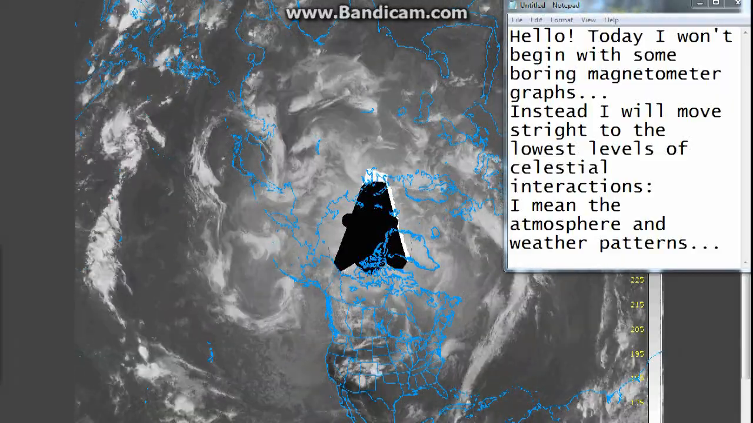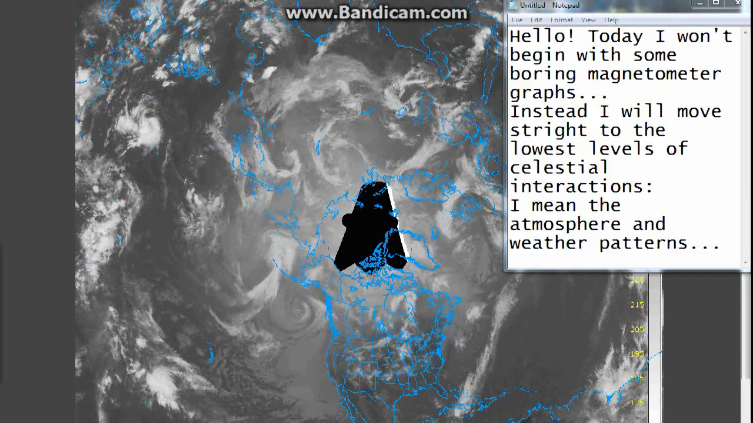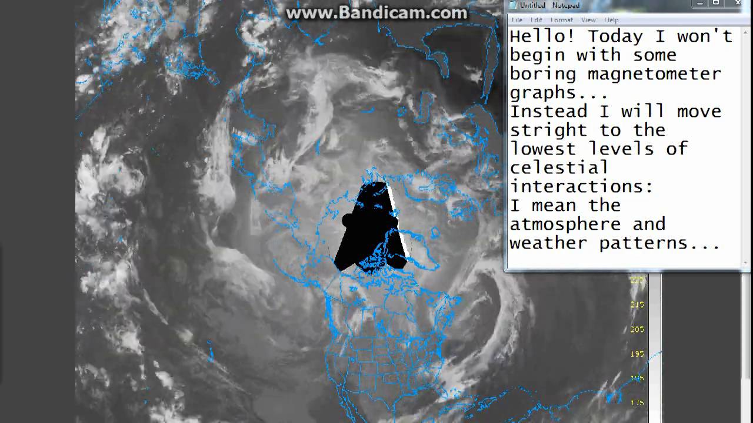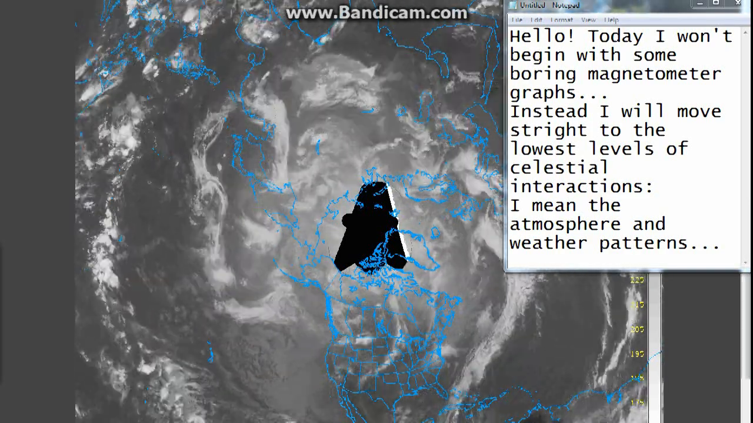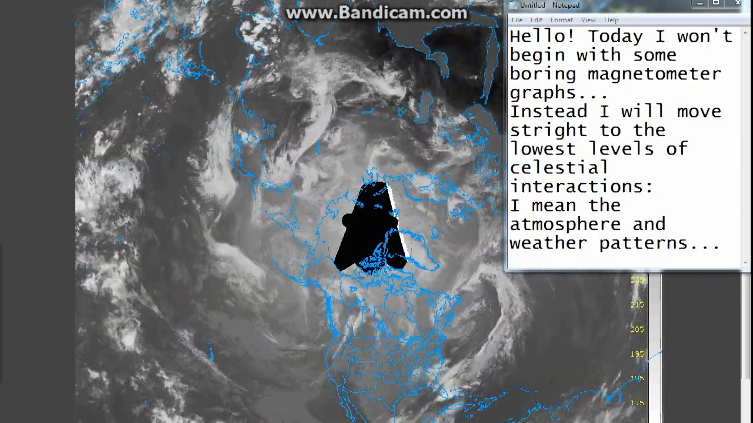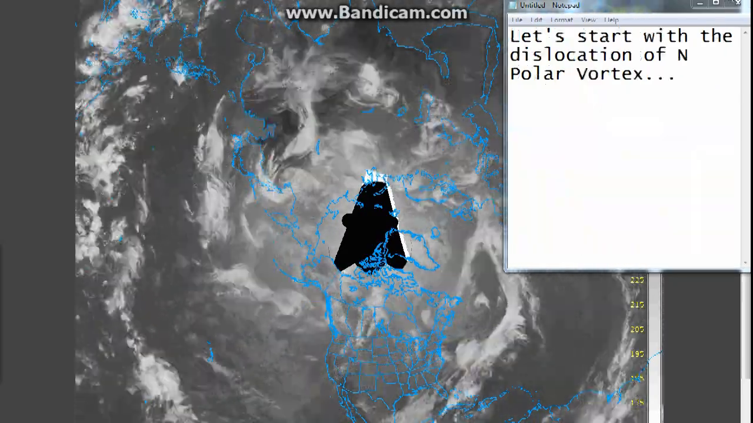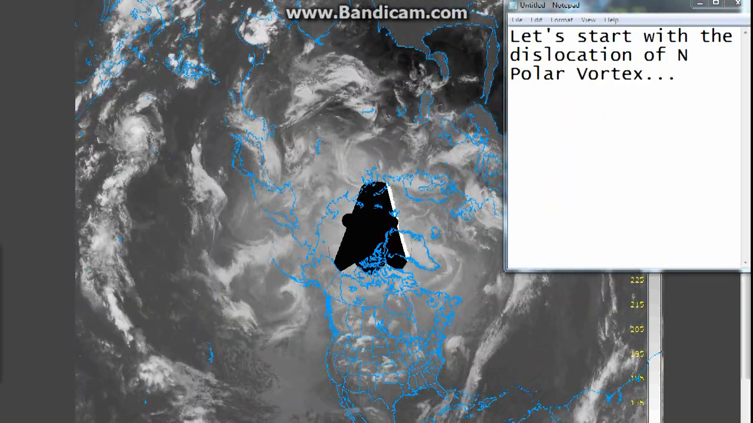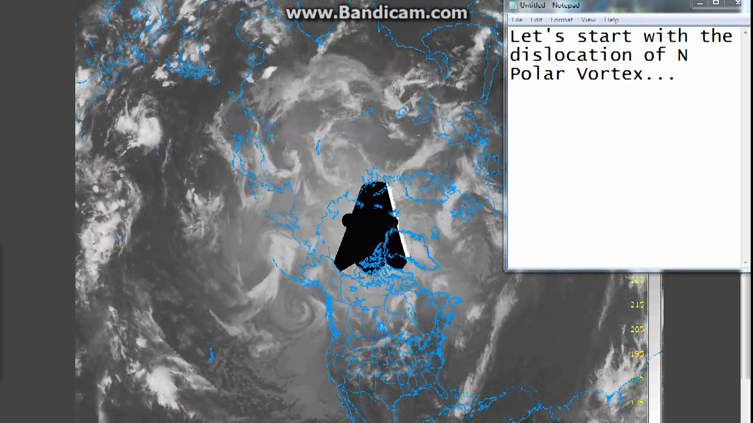Hello. Today I won't begin with some boring magnetometer graphs. Instead, I will move straight to the lowest levels of celestial interactions. I mean the atmosphere and weather patterns. Let's start with the dislocation of northern polar vortex.